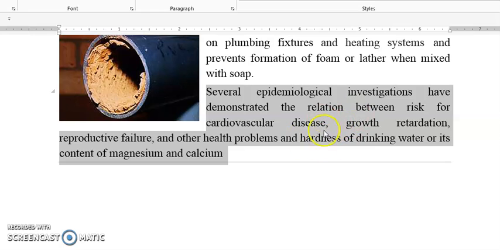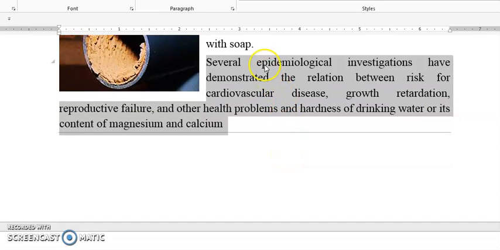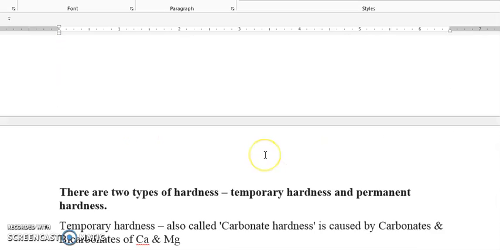So they have found some relation between these kind of diseases and the hardness of the water. These epidemiological studies have revealed that people who are consuming hard water for a long time may experience these kind of diseases also.